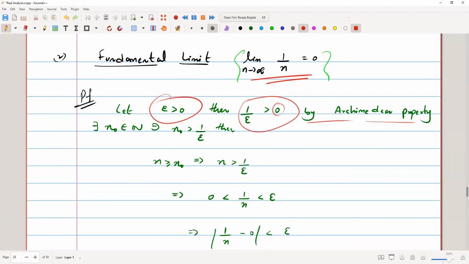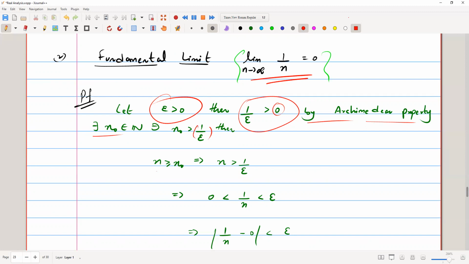And then by the Archimedean property, we know that there exists n naught belonging to the naturals, since a natural number is always bigger than a real number. So we will always have n naught greater than 1 over epsilon. That's by the Archimedean property. There is a natural number always bigger than a given real number.